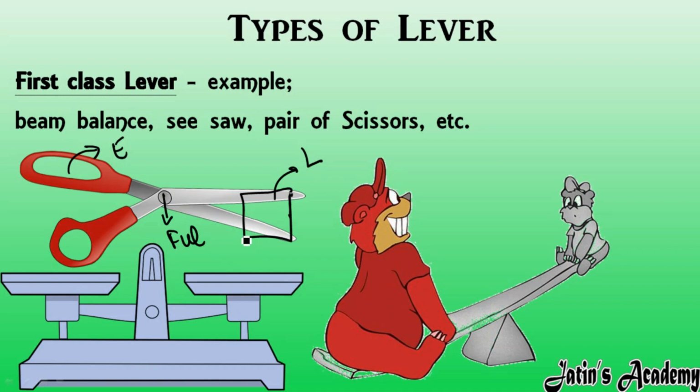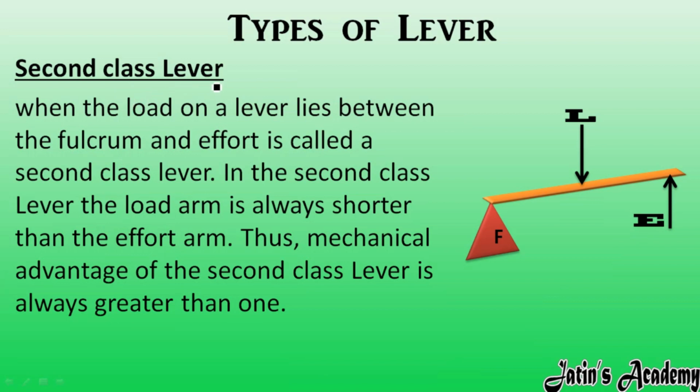Fine. Next we are having second class lever. So as I told the formula, according to it, in second class lever, load should be in center. So here same, load is in center. So when the load on a lever lies between fulcrum and effort, that kind of lever is known as second class lever. So in a second class lever, see carefully, here we are having fulcrum, here we are having load, and as we know, distance between the load and fulcrum is called load arm.